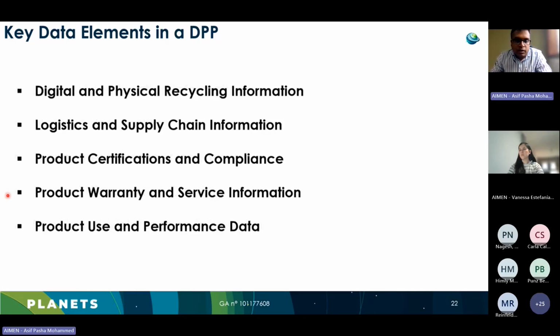And digital and physical recycling information. So the guidelines on how the product or its components should be recycled or disposed of at the end of its life cycle, connection points, what are the locations or systems where the product can be returned for recycling, and so on. And then logistics and supply chain information.